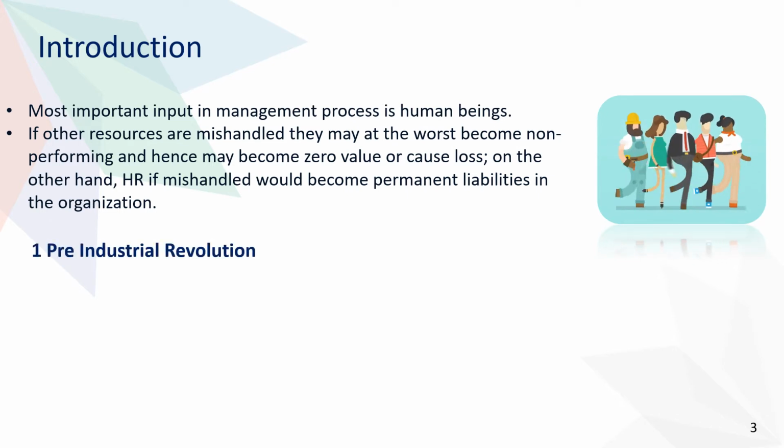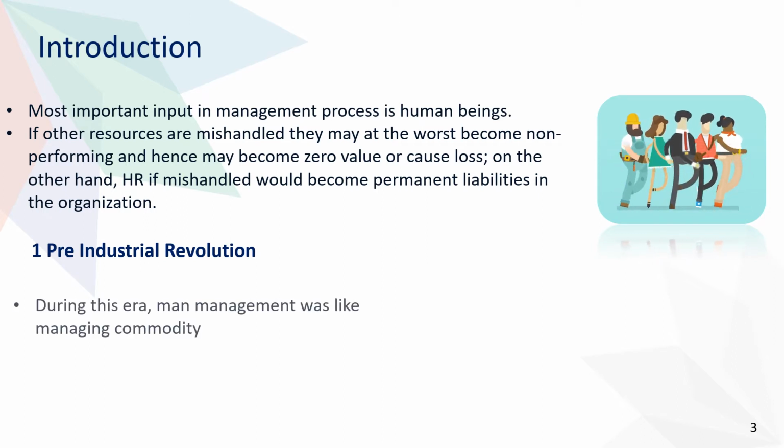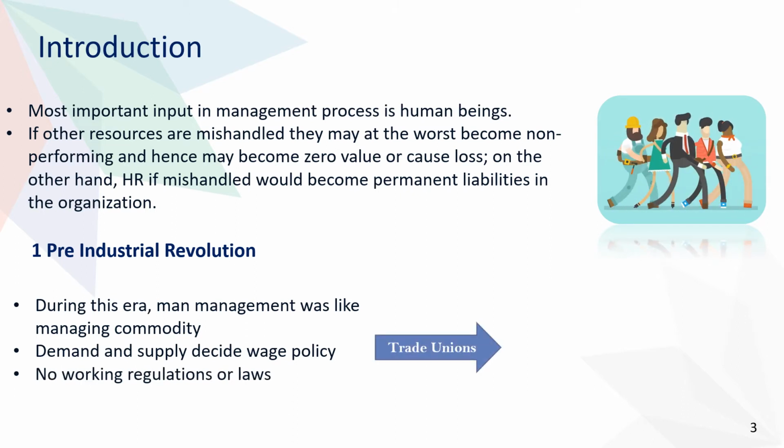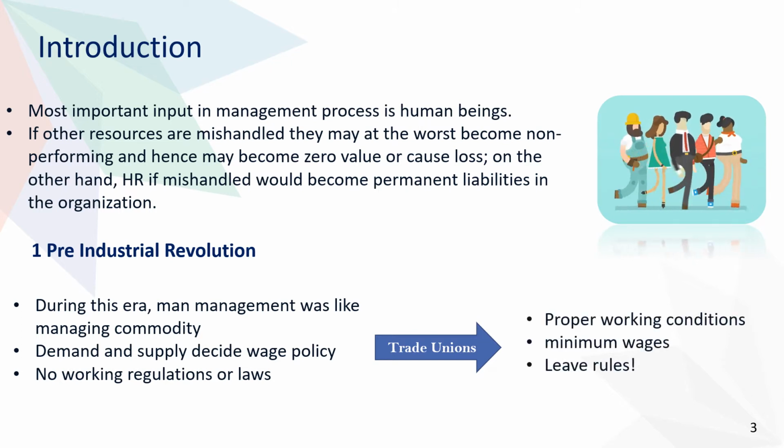So going back to the pre-industrial revolution era, man management was like managing a commodity. That is, laborers were virtually treated like goods at that time. There were no working regulations or laws. So then came into being the trade unions, which fought for the various labor laws and government interventions regarding formation of proper working conditions and rules, including minimum wages and leave rules.